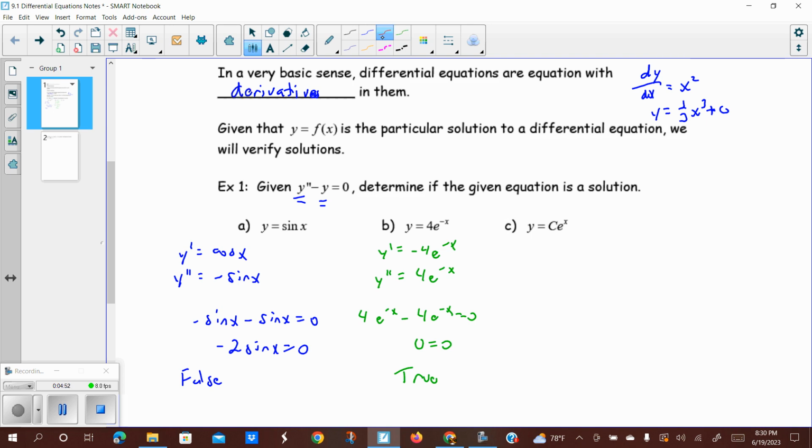So once again, we need y prime. C here is a constant, so it's constant e to the x. The derivative, of course, is just the constant e to the x. Y double prime, same exact thing. It's the constant e to the x. So let's plug that in. We're going to get y double prime, which is c e to the x, minus the original y, which is c e to the x equals 0.